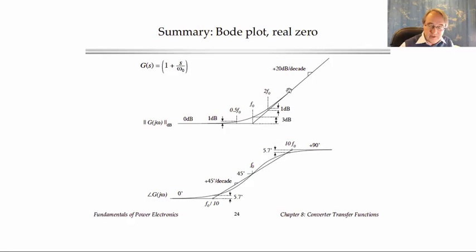So at high frequency, the magnitude asymptote has a plus 20 dB per decade slope rather than minus. And for the phase at high frequency, the phase asymptote is plus 90 degrees rather than minus. And the intermediate frequency asymptote has a slope of plus 45 degrees per decade. But otherwise, we have all of the same rules for constructing the asymptotes as we had for the pole.